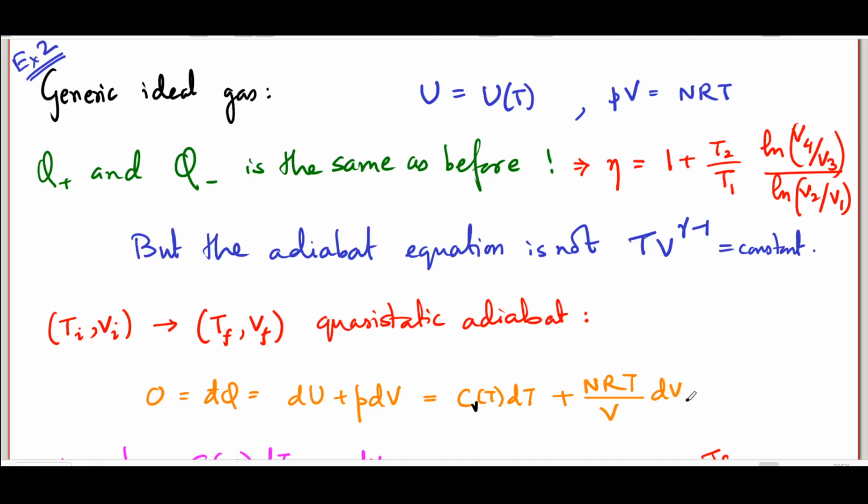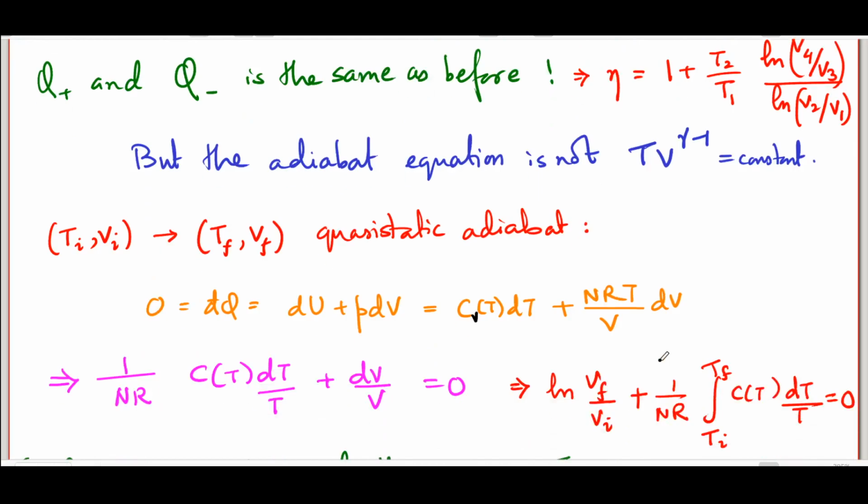And P dV is, of course, nRT by V dV. For an adiabat, đQ is 0. So this is the equation that we have to solve, that this differential equals 0. Now this equation is actually very, very simple to solve, as we have already seen before. You just divide through by nR times capital T, and you end up with C of T by nR dT by T plus dV by V equals 0.